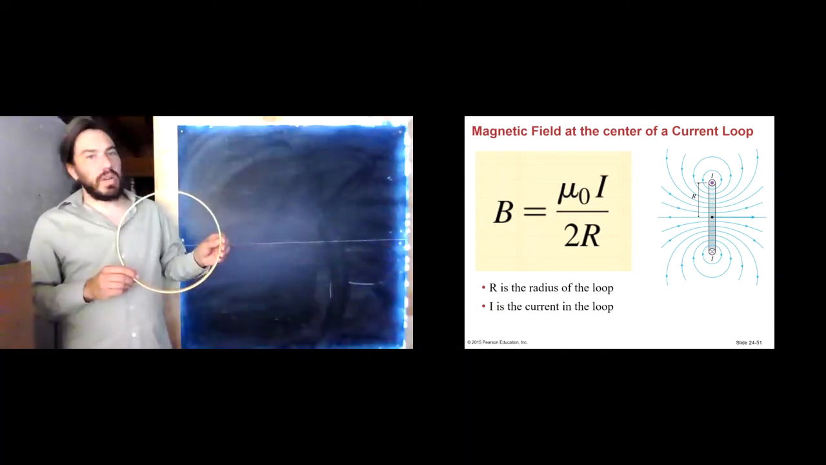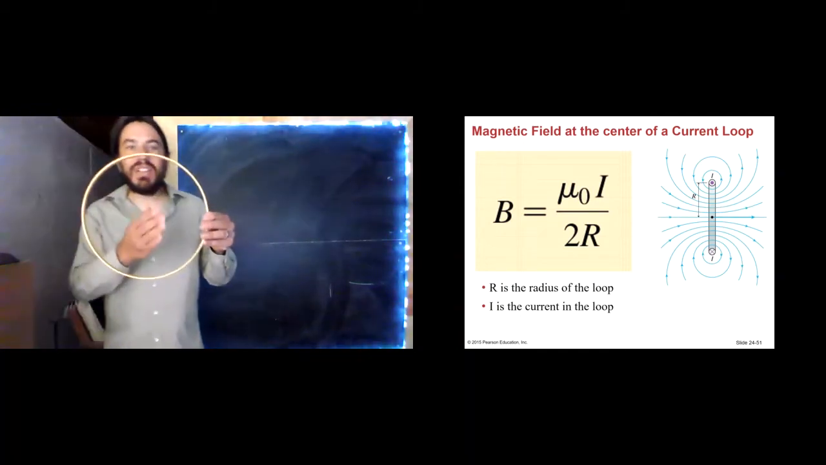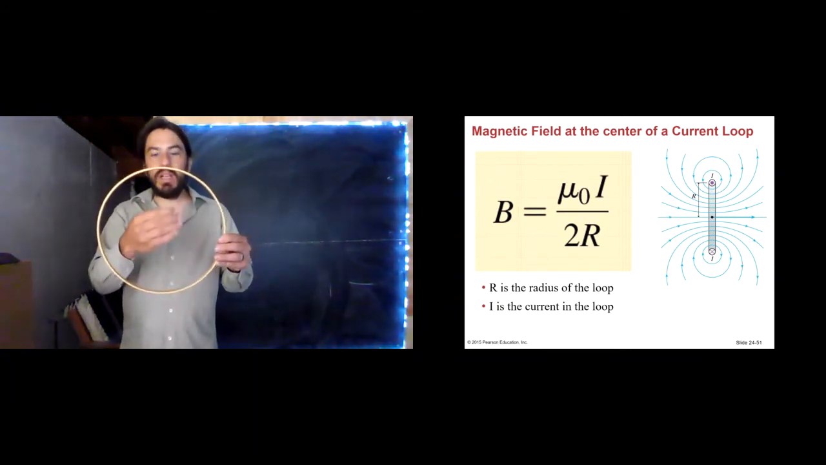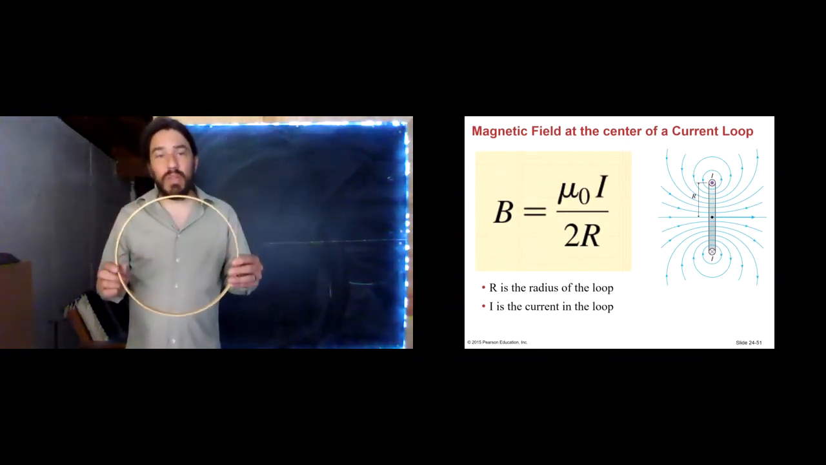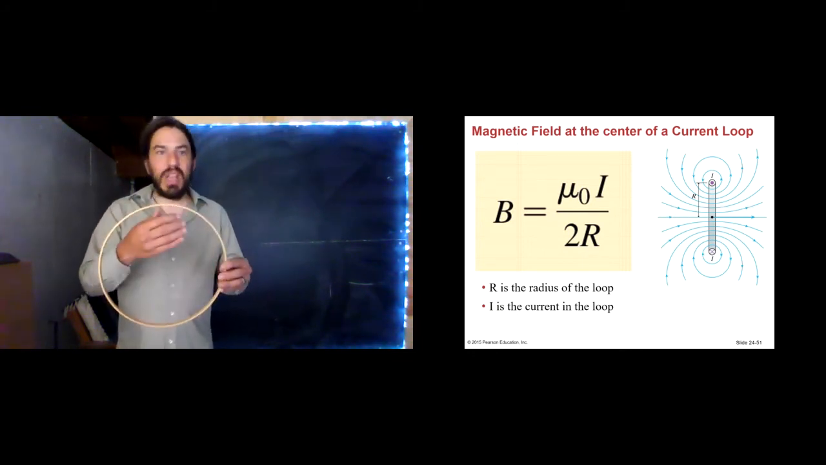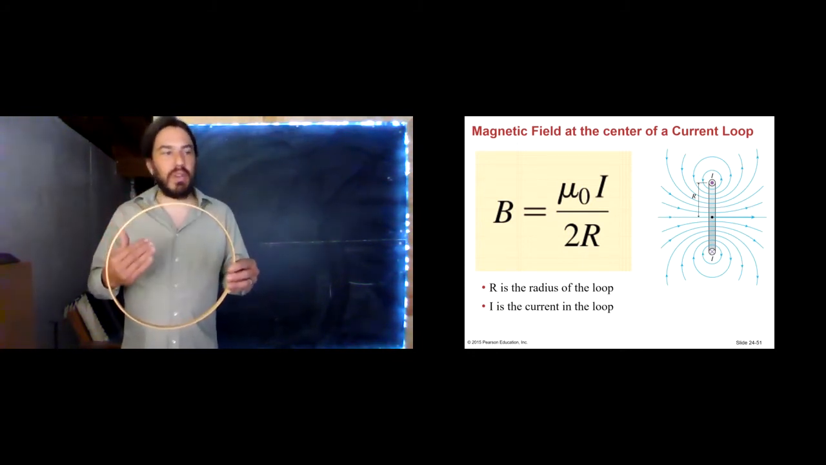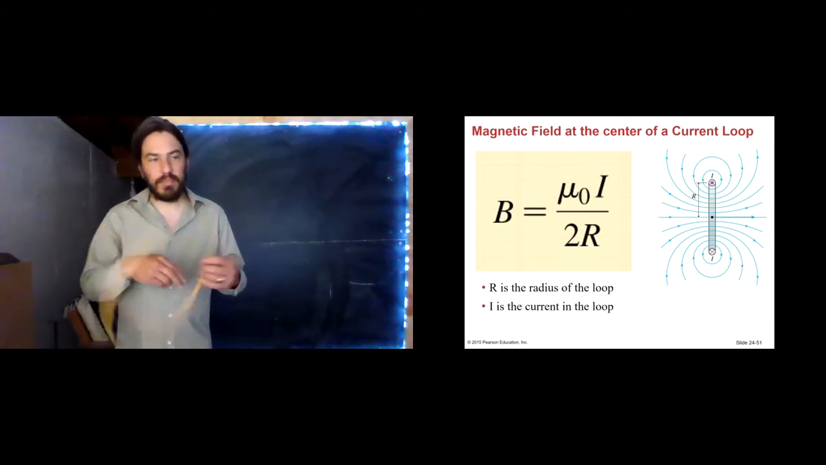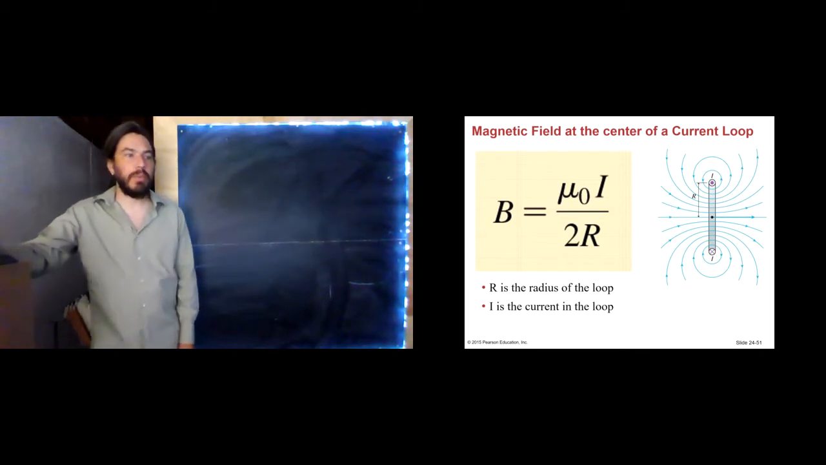And another thing to note is that this is the field at the center of the current loop. Remember, it is stronger near the wire and weaker at the center. In a more advanced class, we could come up with a formula for it at any point in here. But in this case, we're just giving you a formula for the field at the center. And I, of course, is the current in the loop.